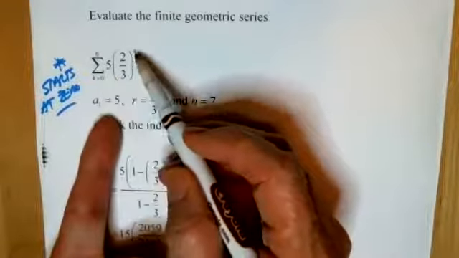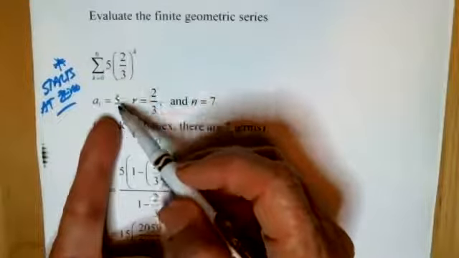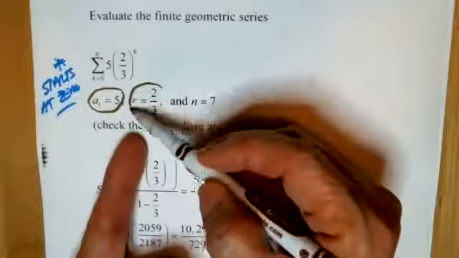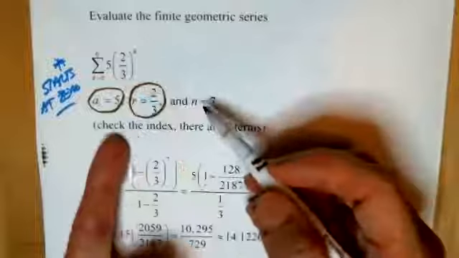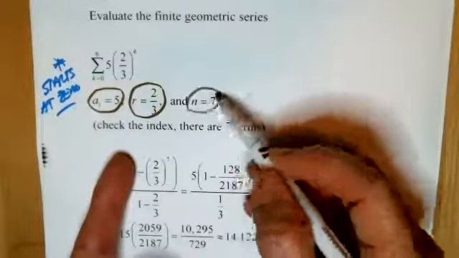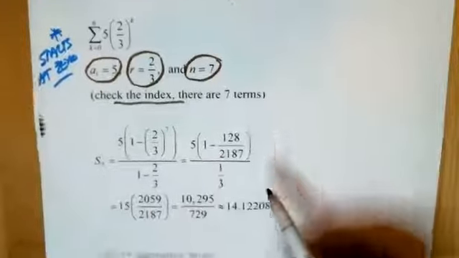We figure this out. If I let k equal 0, 2/3 to 0 power is 1. 1 times 5 is 5. The first term is 5. The common ratio is that 2/3 that's raised to a power each time it gets multiplied. And looking at from 0 to 6, that means n is 7. We have 7 terms. So make sure you check the index.